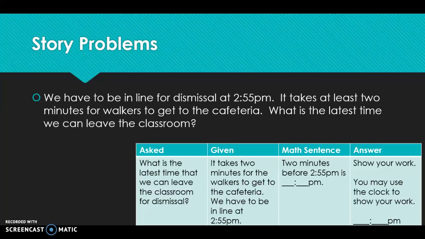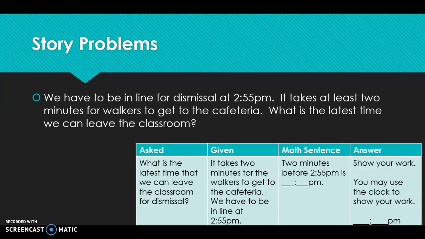So how are we going to take the time that we have and the 2 minutes that it gives us and make this into a subtraction problem? Okay, into a math sentence. Well, when we're dealing with time, it might not look like a traditional math sentence, although you could. But let's make a sentence out of this. 2 minutes before 2:55 p.m. is what? So that tells us what we need to find out.